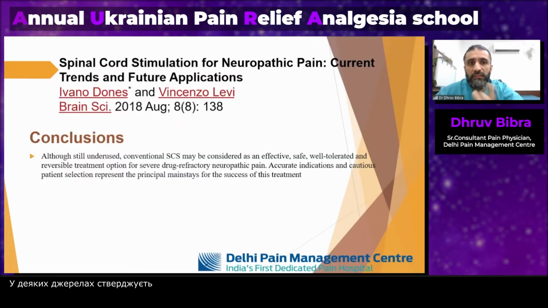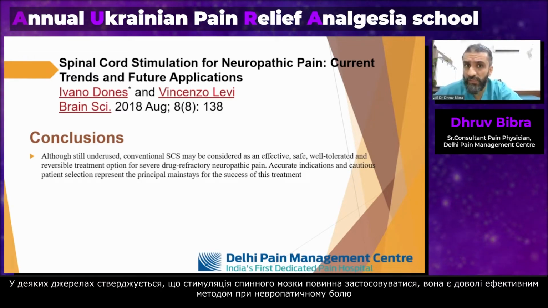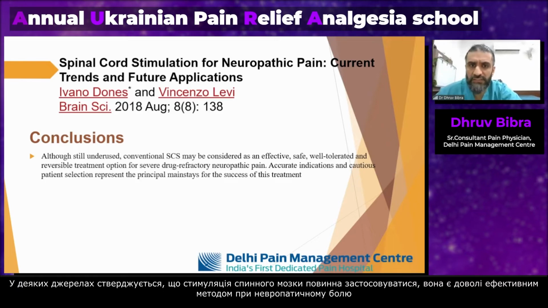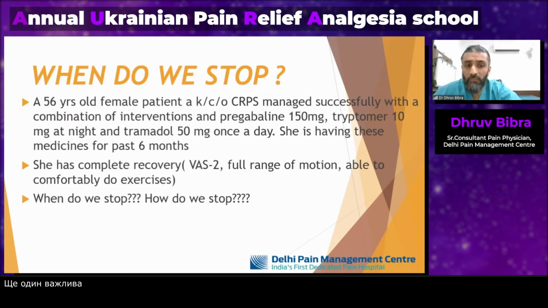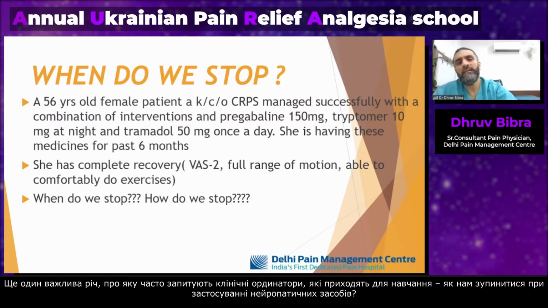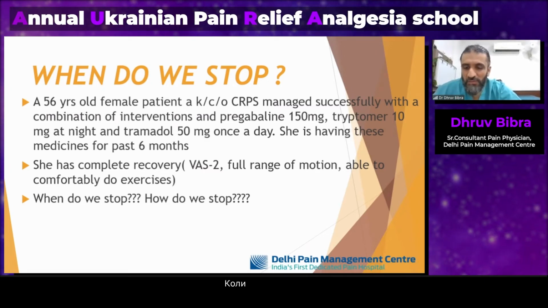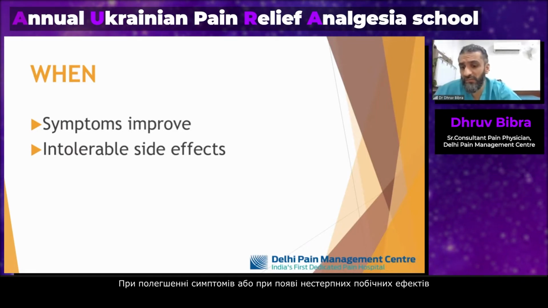Now, these are just some of the references which talk about how spinal cord stimulation should be used, and it is well tolerated and has a significant effect when it comes to neuropathic pain. Now, one more important thing which I'm often asked by a lot of fellows who come to us for training is how do we stop these neuropathic agents? When do we stop? When symptoms improve or the patient has intolerable side effects.